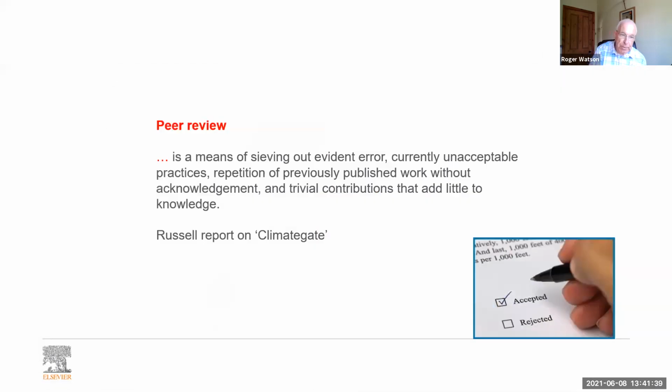Peer review is not perfect. It can only look for obvious errors, unacceptable practices, things that are unethical. It can look for repetition of previously published work, in other words, ethical problems, which I will come to at the end of the session. And also, if the contributions the paper makes are not very significant, that can be pointed out by the peer reviewers.